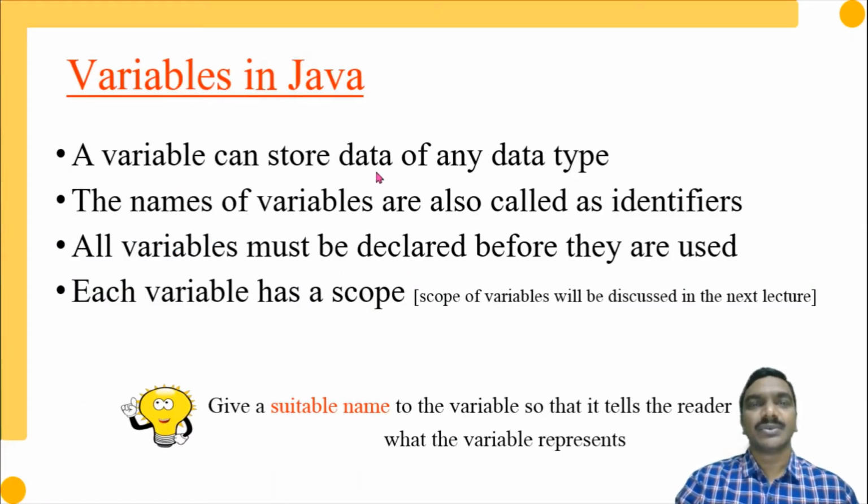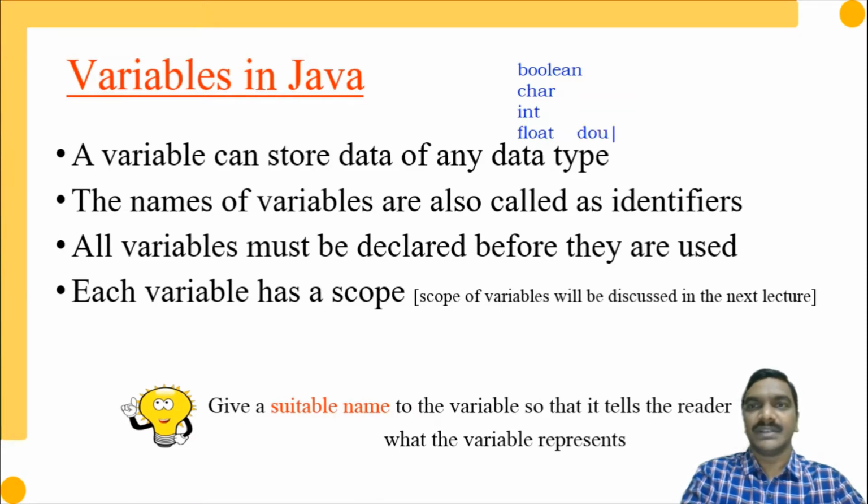A variable can store data of any type. Yes, you can store any type of data. We have different types of data, right? We have character type of data. So in the previous class we studied all the data types: boolean, right? Char, then int, then float, then double. So like this we have different types of data. So a variable can store values of any data type.